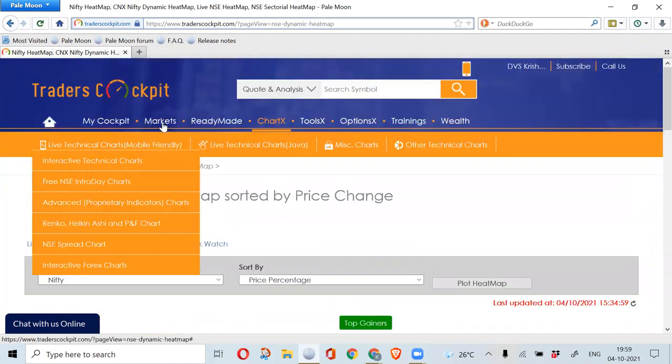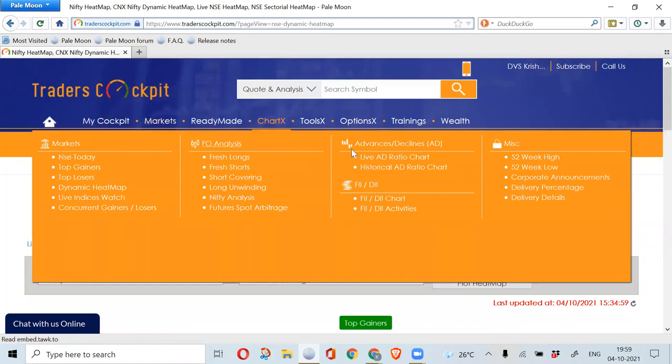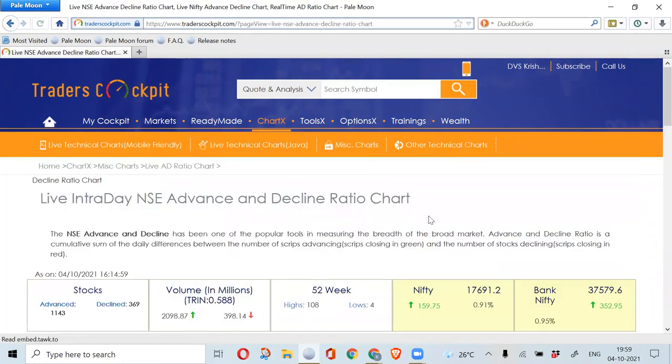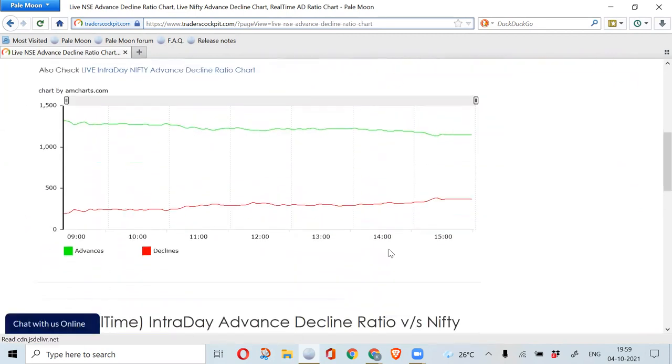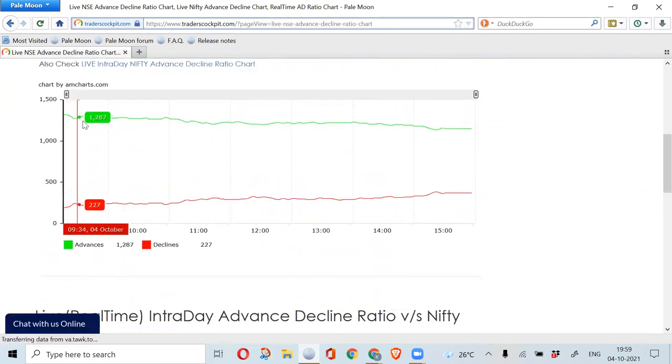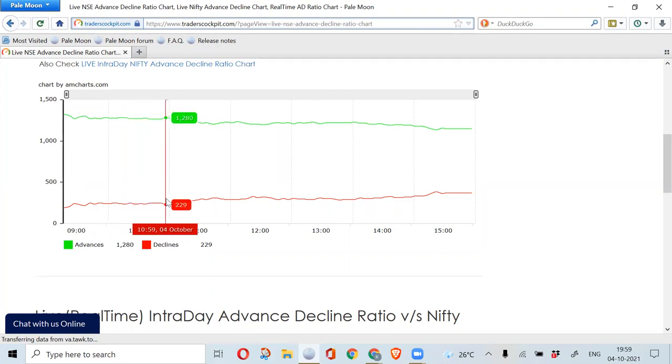And in addition to this dynamic heat map, we also have the live advance decline ratio, which is the best live AD ratio in the whole market. This live AD ratio chart will be updated every 5 minutes. You can see the green line will show us the advances and the red line will show us the declines. Advances means those stocks which are going into bullish mode, and declines means those stocks which are going into bearish mode. You can see the number of the stocks in bullish and bearish mode, and accordingly, we can decide in which direction the market can move today.